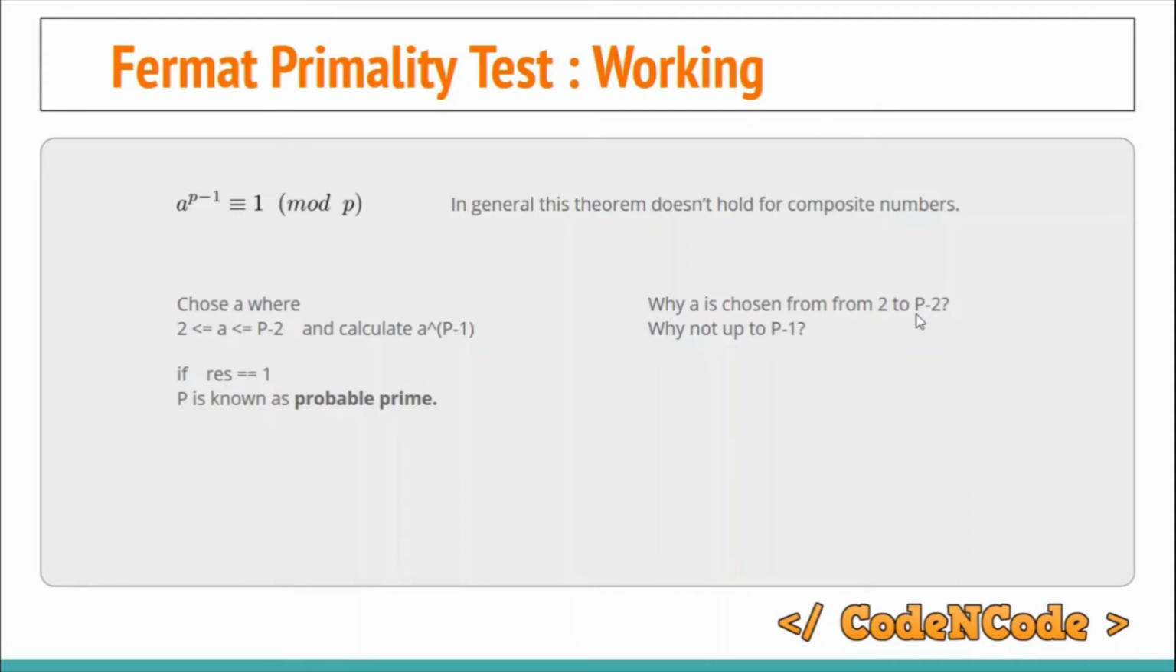This is also stated on the Wikipedia page that I'll be providing the link for, so you can go and read there as well. That is the same reason why we don't choose a to be 1.